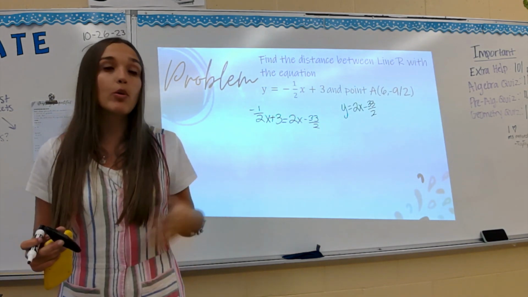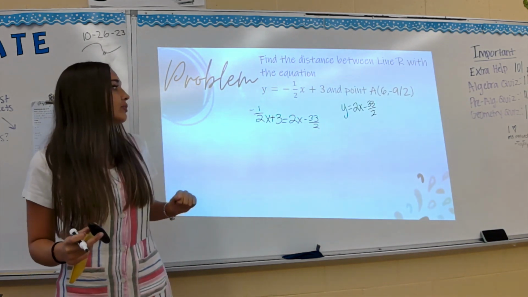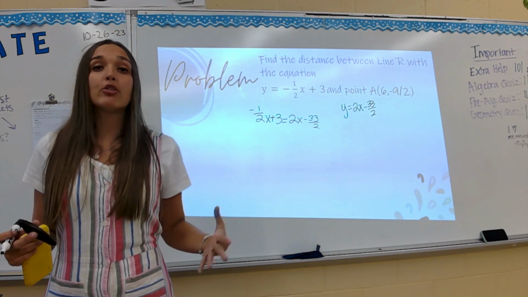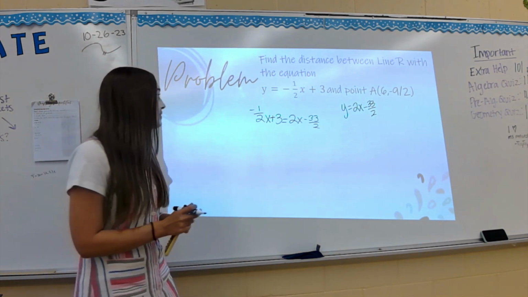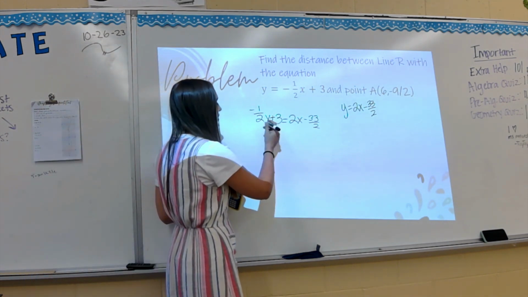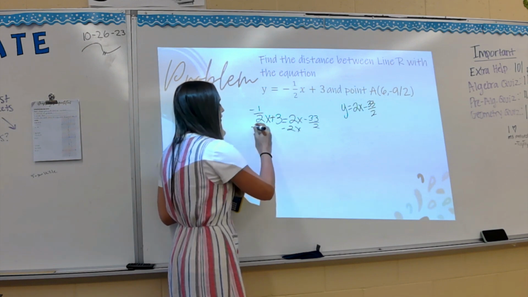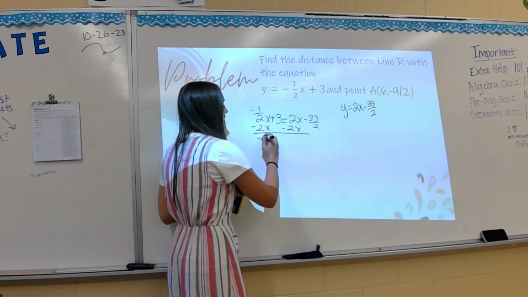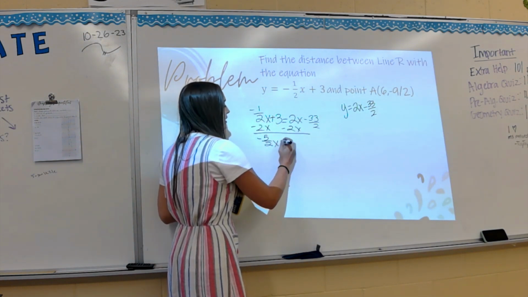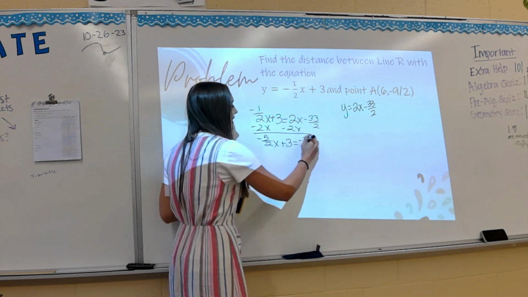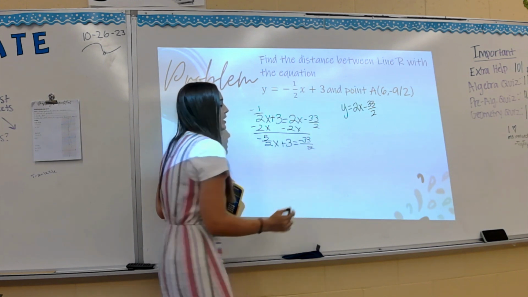So the transitive property of equality tells me I can set them equal to each other. And now I'm going to use my algebra techniques to solve for x. So I'm going to subtract 2x over, and I get negative 5/2 x plus 3 equals negative 33/2.